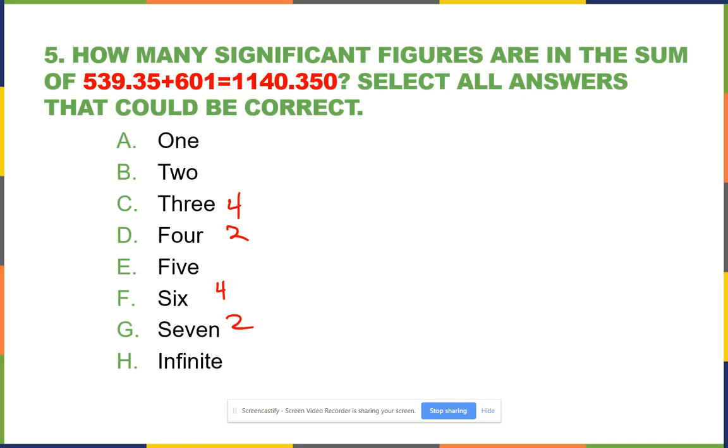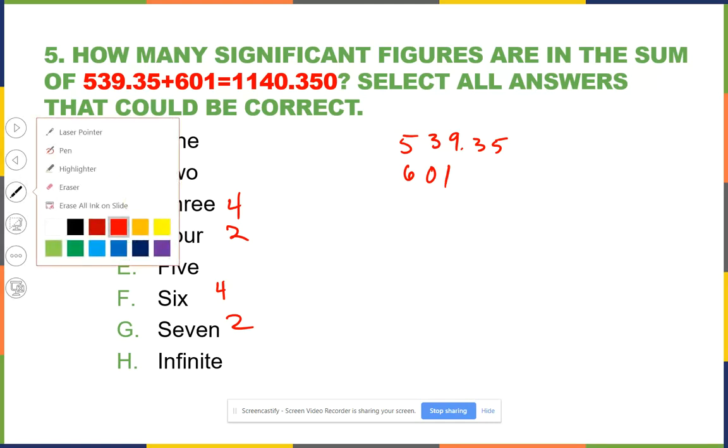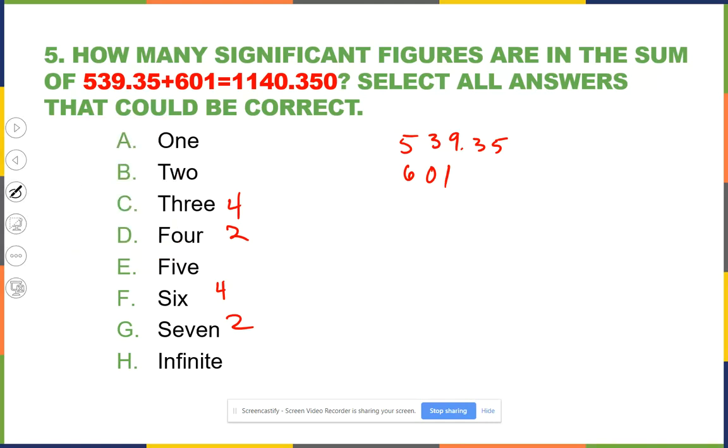So if you are adding numbers, you have to calculate what the least significant digit is for each number. That is the digit that is the smallest one of significance in each number. The way I do this is I write the numbers one on top of each other, 539.35 and 601. Then I change the pen color and put a box around the last digit, the smallest digit that's significant. That's the one furthest to the right.